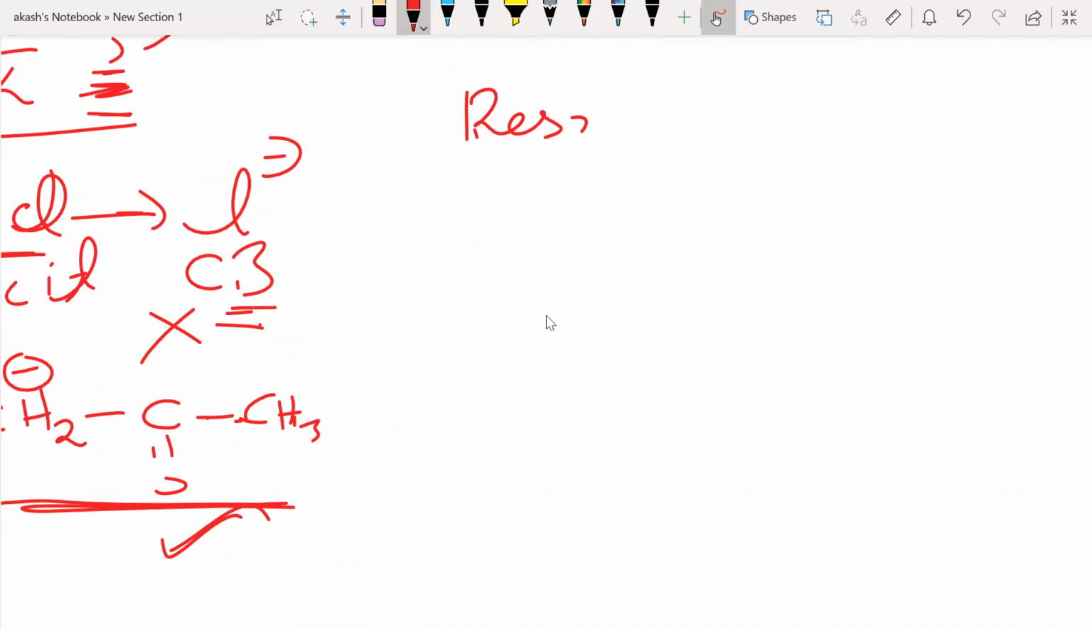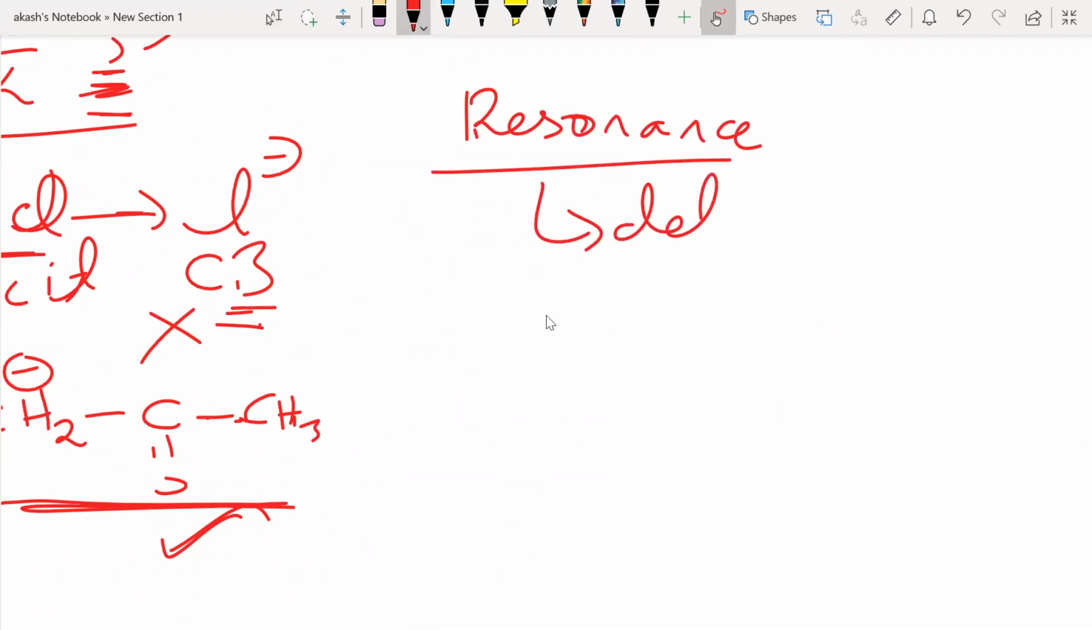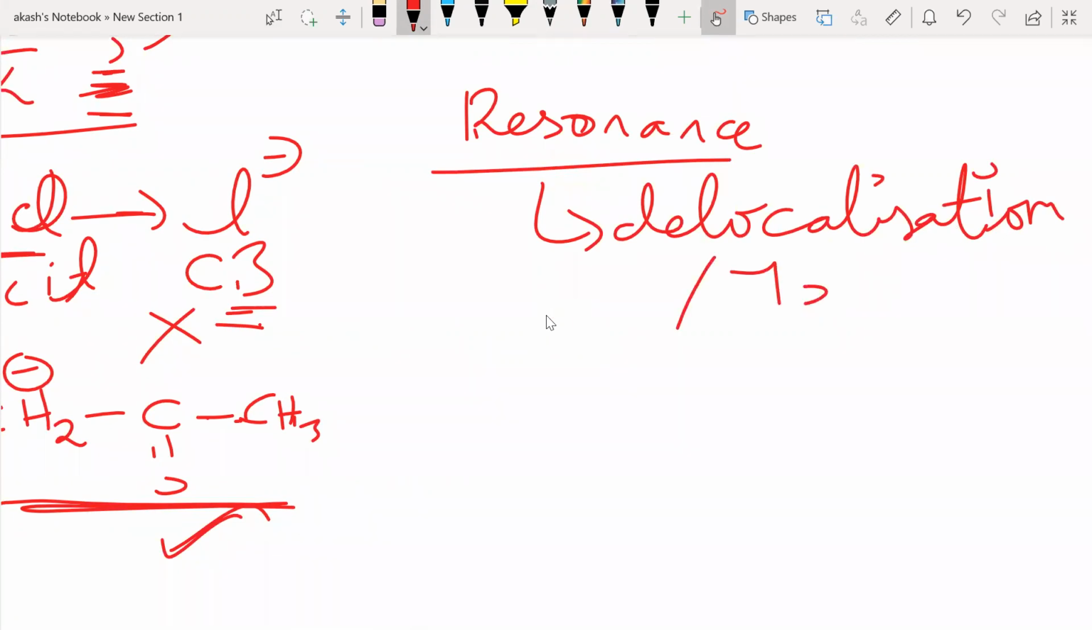resonance is a phenomenon of delocalization, or movement, of pi electrons. Remember this, guys. So resonance is a phenomenon where I have delocalization or movement of pi electrons happening.